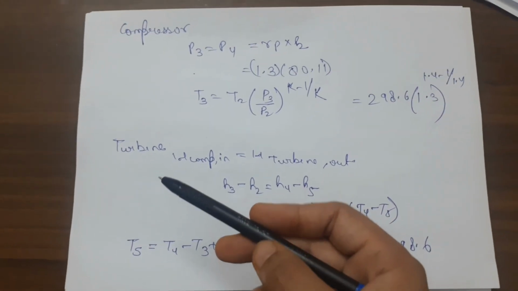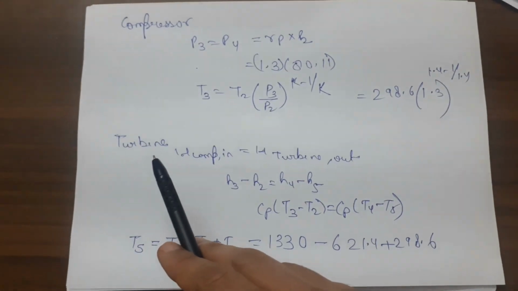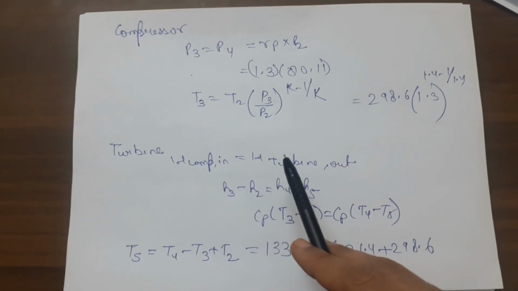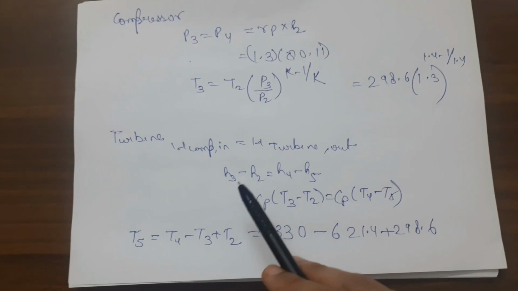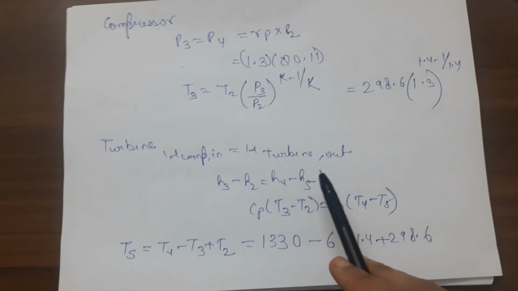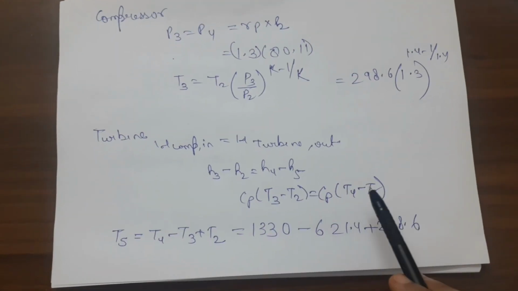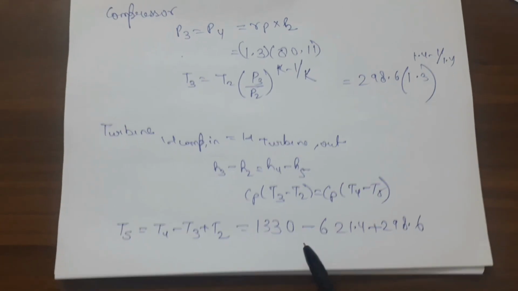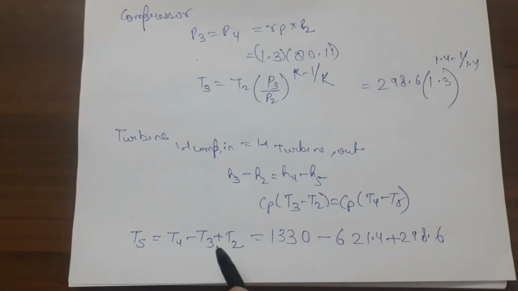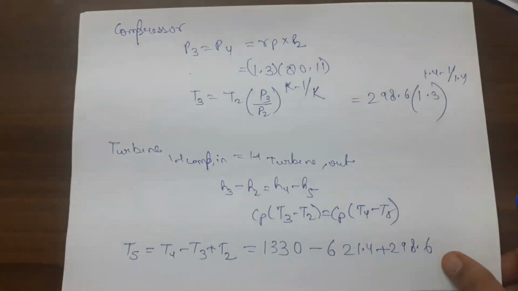So moving further and writing the equation for the turbine, the work done for the compressor is equal to the work done by the turbine. So H3 minus H2 is equal to H4 minus H5, or Cp(T3 minus T2) is equal to Cp(T4 minus T5). It is just an energy balance. So T5 will be equal to T4 minus T3 plus T2. We will solve and we can easily get the value.